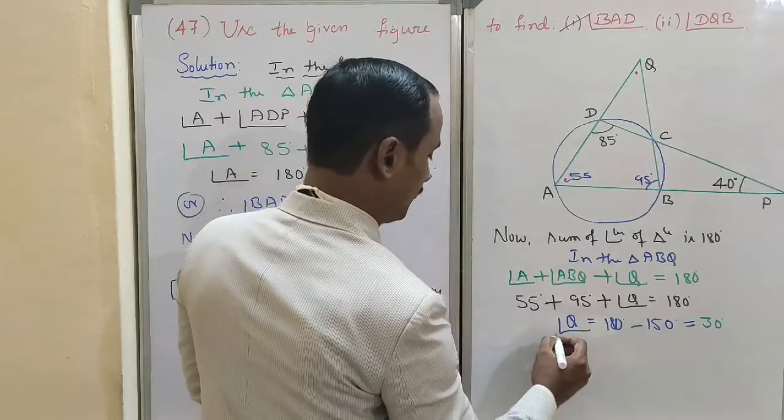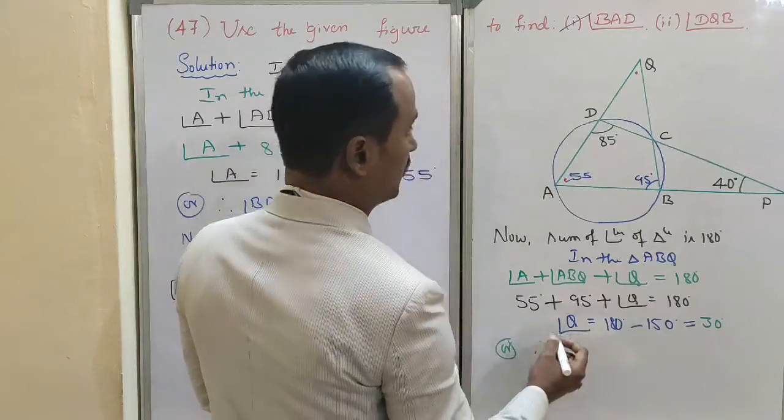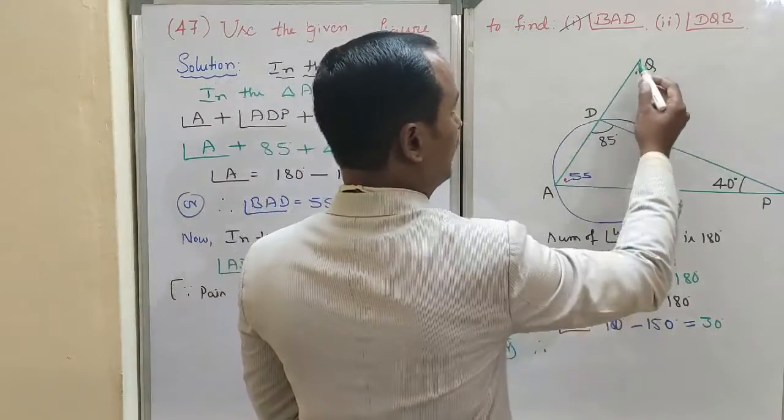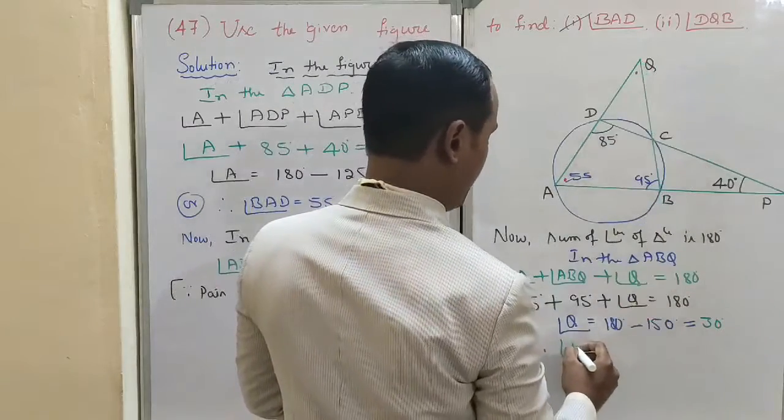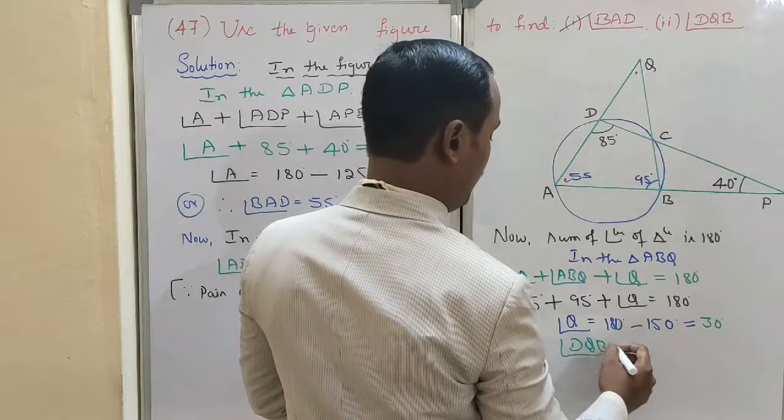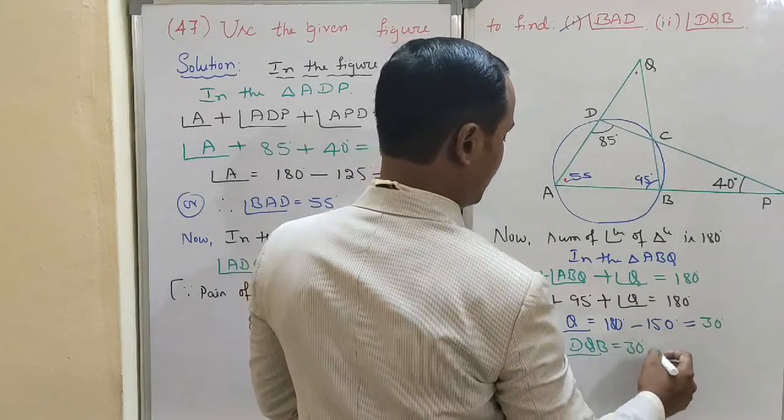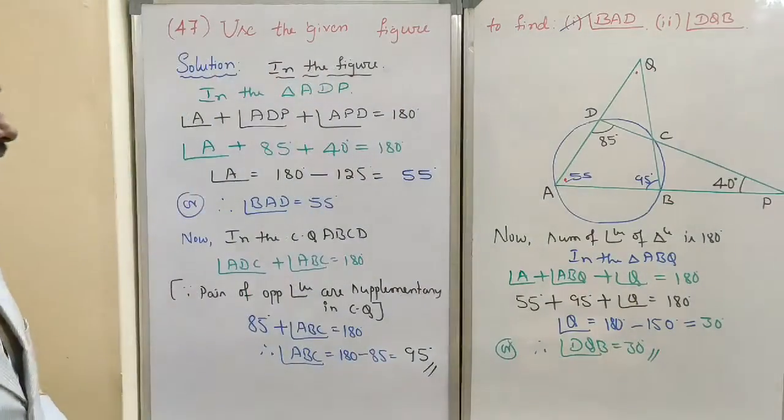Finally, therefore, otherwise, angle Q is nothing but what? Angle DQB. The angle DQB is equal to 30 degree. Clear? Easy, is it? Understood?